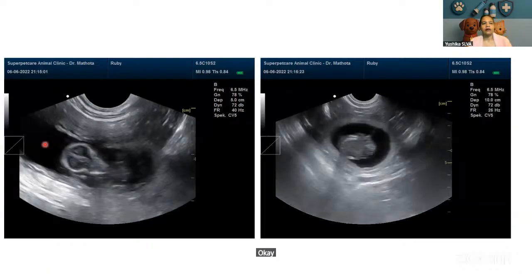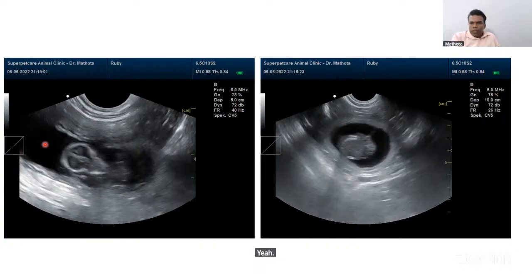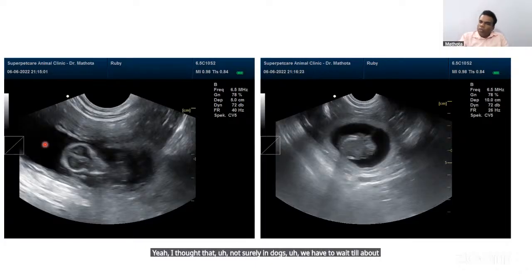Okay. And Dr. Janiti is asking, what's the earliest time to diagnose pregnancy in dogs and cats? I told that usually in dogs, we have to wait till about 20-21 days. And in cats, you can see the gestational sac after 17 days.